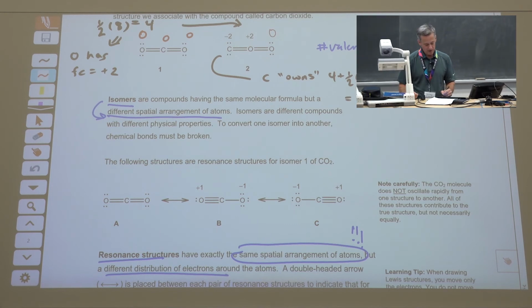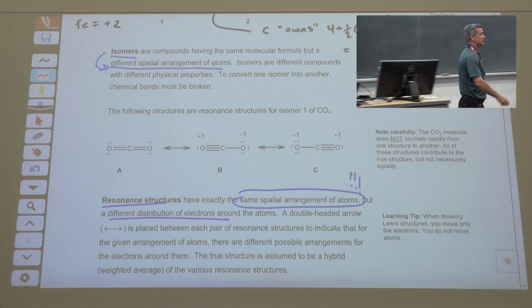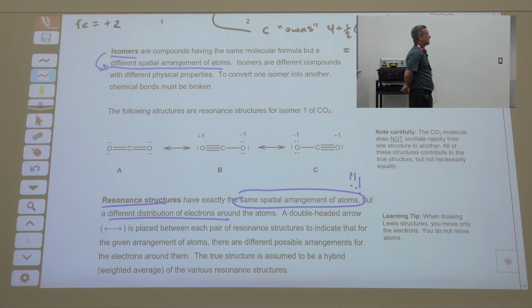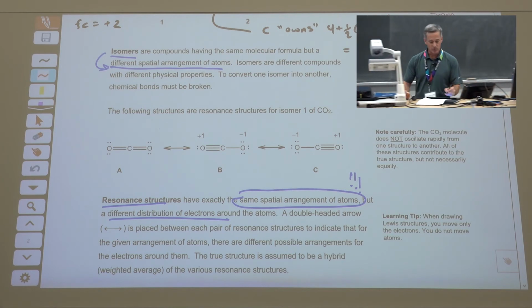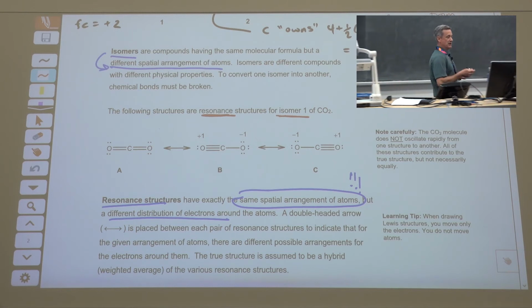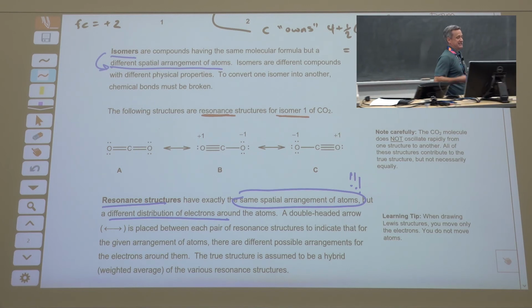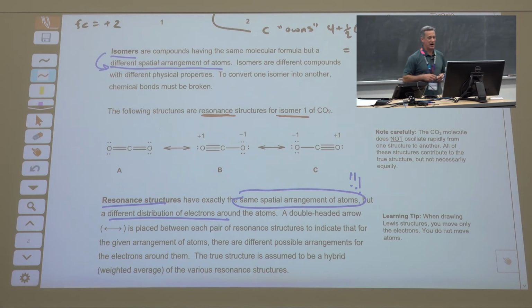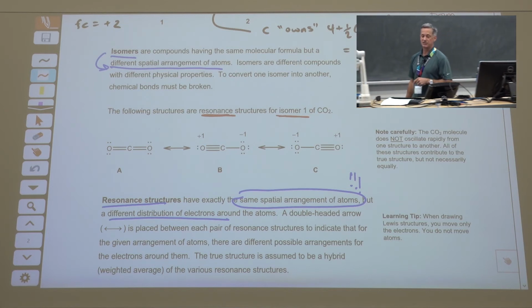Okay, so now if we focus on structure 1, where we have carbon as the central atom, we can draw more than one distribution of electrons around the atoms. So now in the second set of structures, we're talking about resonance structures for isomer 1, with carbon as the central atom. Structure A, that is shown here, is identical to structure 1 above. But now focusing on that spatial arrangement of atoms, we can distribute the electrons in a different way.